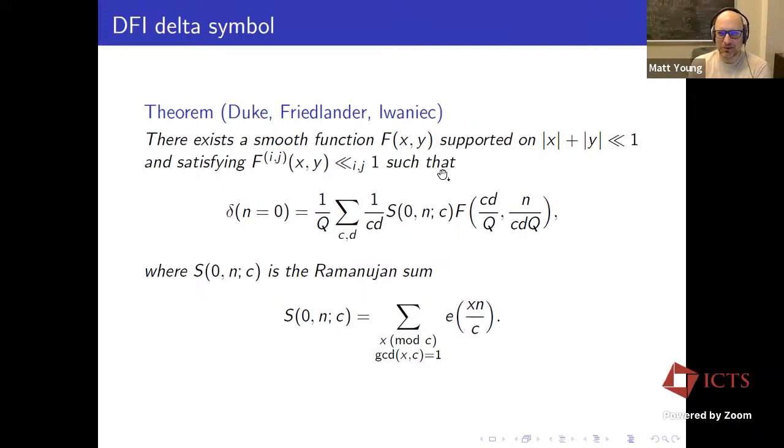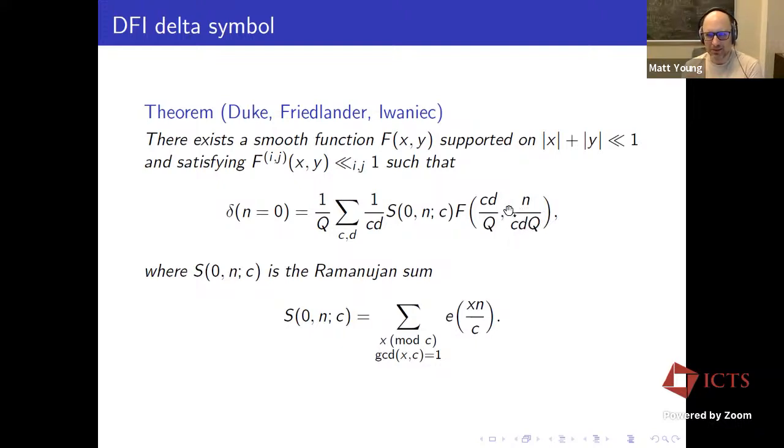There's a formula for the delta symbol as a sum of Ramanujan sums. You sum over the moduli. d is some sort of junk variable for this talk. Just think of it as 1. So this is saying basically c goes up to q, and then you've got this extra second component that says that n over c times q can't be too big.